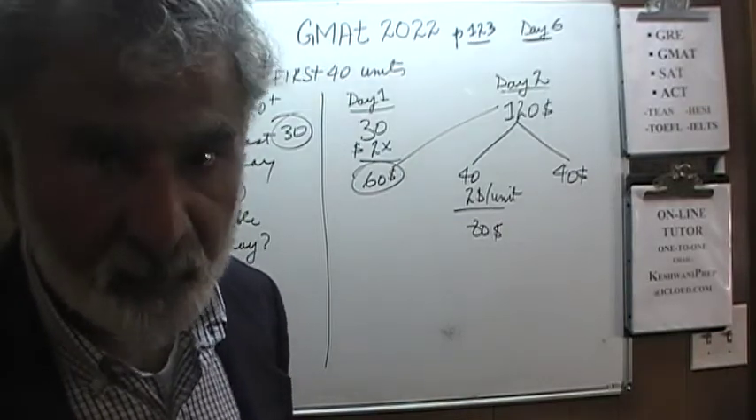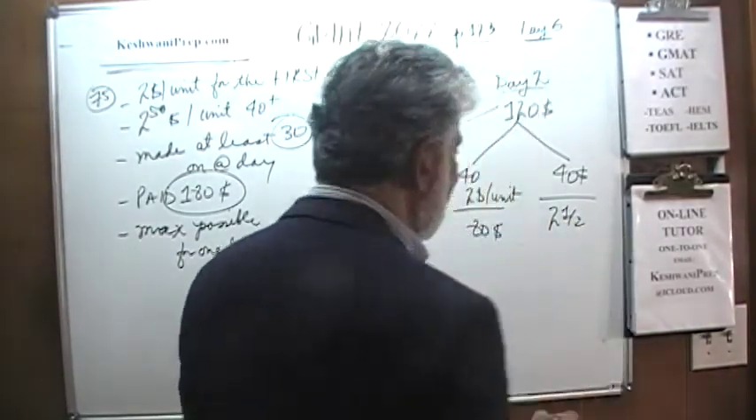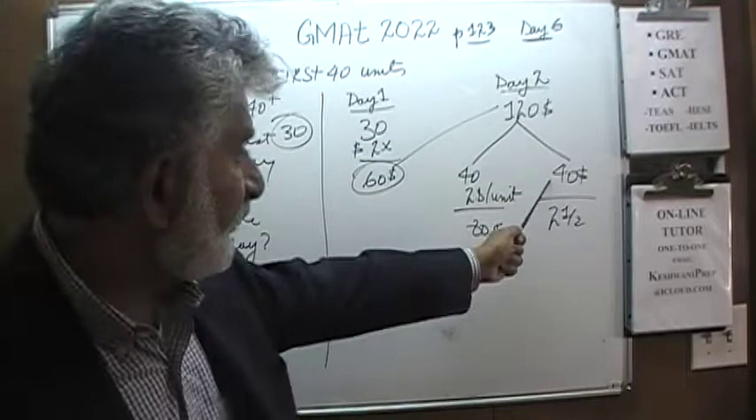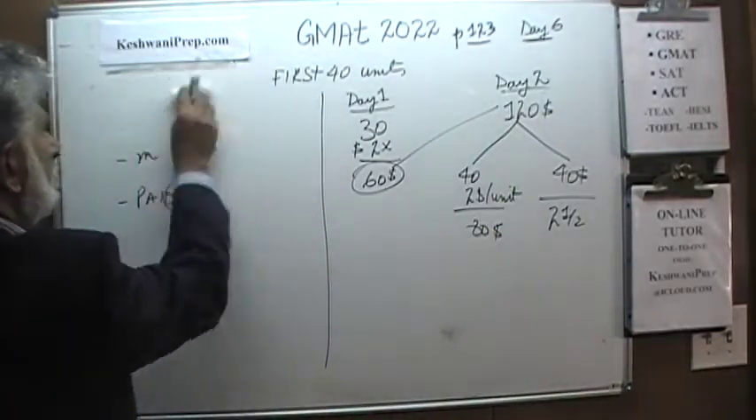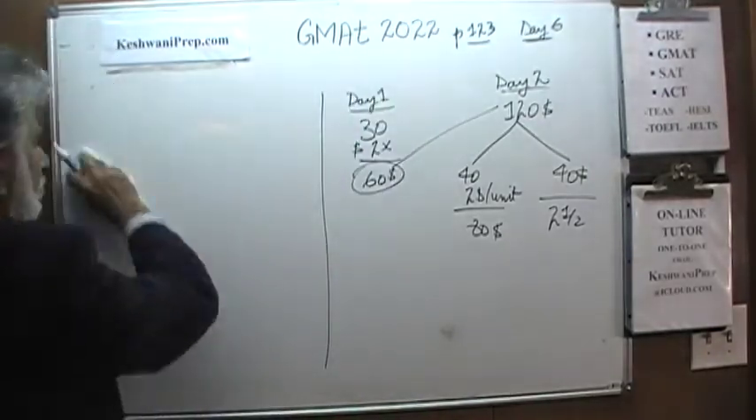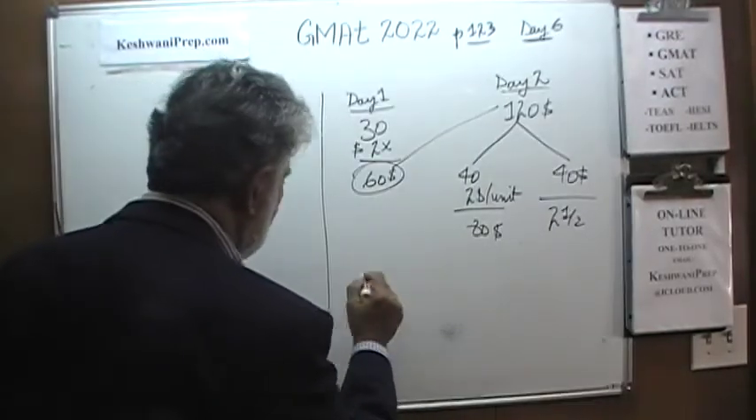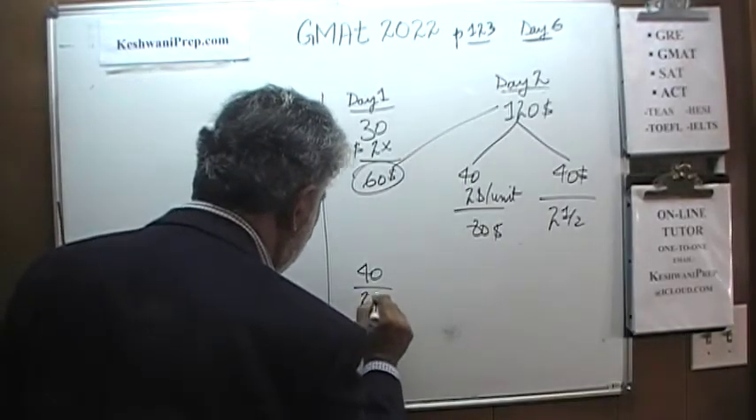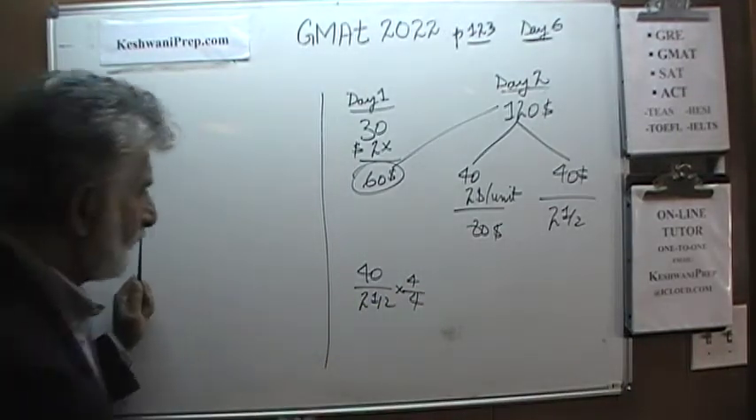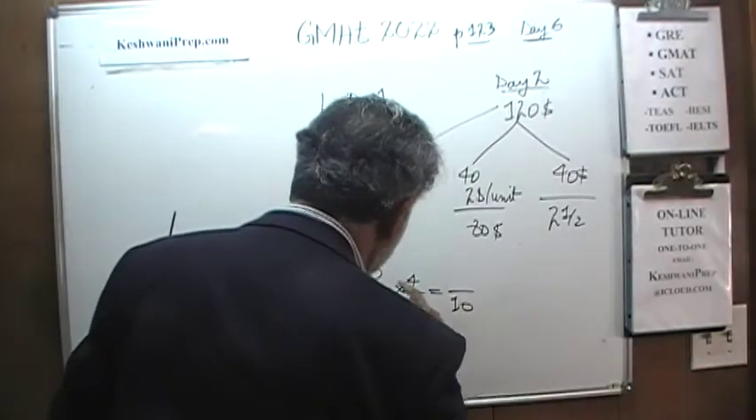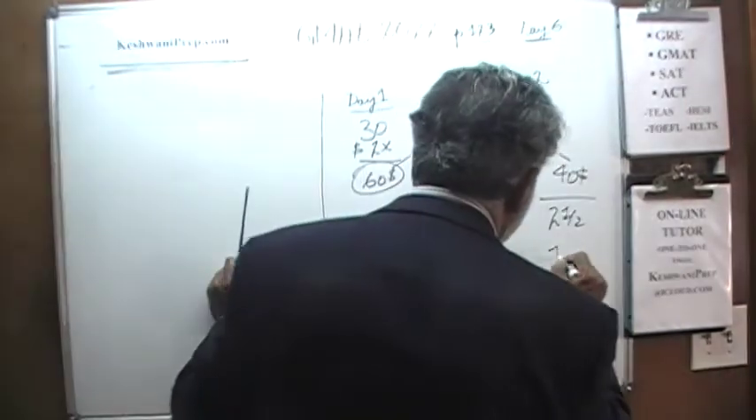Question is, how many more did we make above 40? Let's find out, shall we? So divide 40 by 2.5. So that's how many dollars we're making per unit. When you divide 40 by 2.5, okay, 40 divided by 2.5. Let's multiply top and bottom by 4, shall we? Because 2.5 times 4 is 10. So it's 10, on the top we get 160, there we go. Which means we must have made 16 units here.